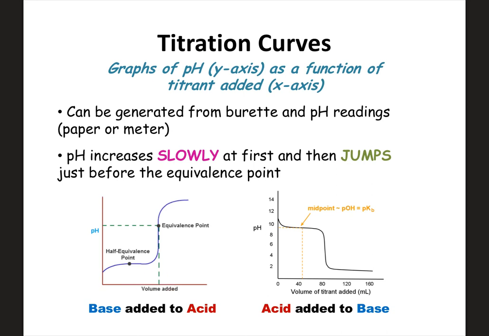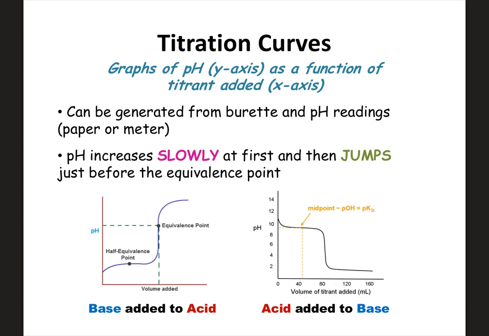You would know that when you added 10 milliliters, or half of that amount, you'd be at your half equivalence point. So you could identify 10 milliliters here on your x-axis, cruise up, you'd be at your half equivalence point, and then you can go over to the pH here, and you would know that the pH at that point is equal to the pKa of your acid. So being able to understand these graphs and get information from them is very important.